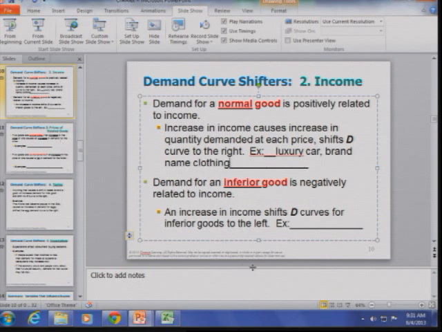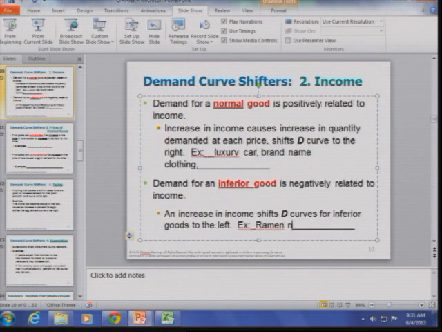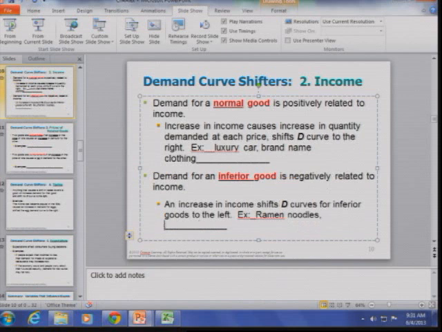Okay, most products are normal goods, but we have something called an inferior good. That means the demand for that is negatively related to income. When you have more money, you buy less of this. Okay, ramen noodles. We're not going to buy as much when we have more money. Redbox, because you go to the movies, you can afford to go. Okay, yeah, Redbox movies.